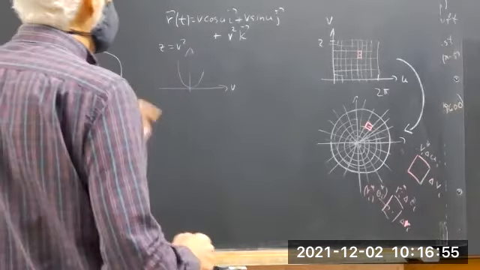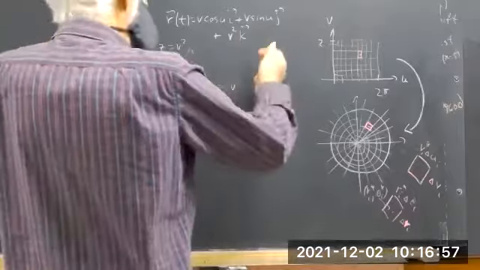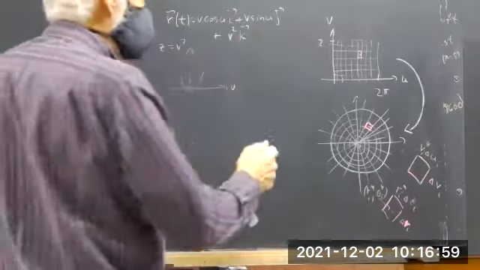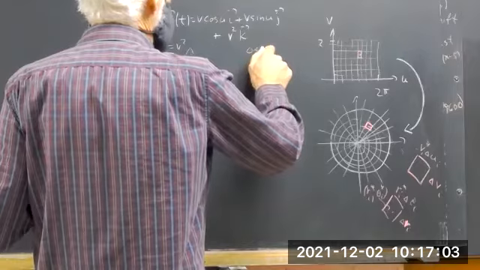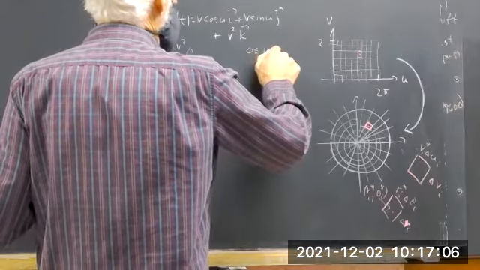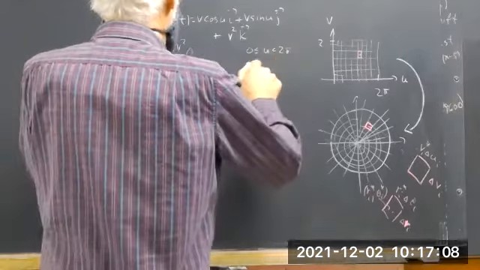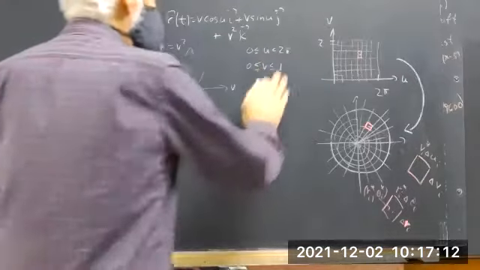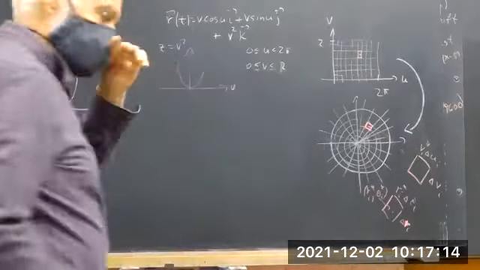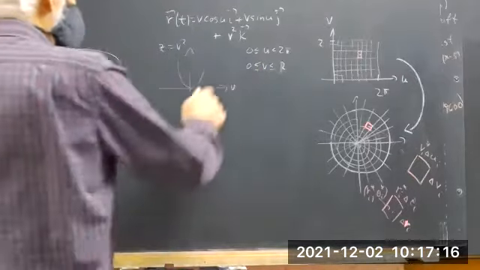And of course, v is the same parameterization we used before. Let's go ahead and write it out. 0 less than or equal to u less than 2 pi, and 0 less than or equal to v less than or equal to 2. So v goes from 0 to 2.